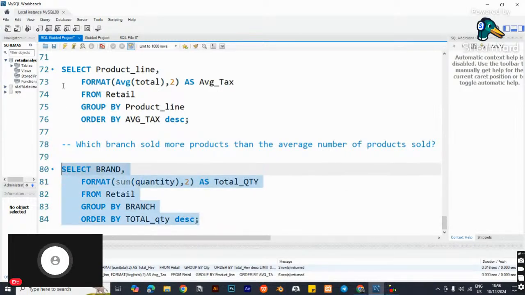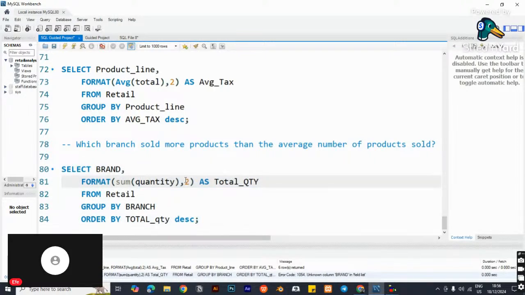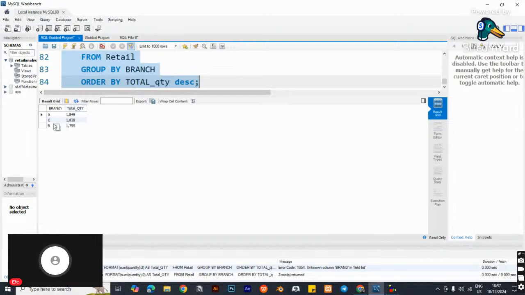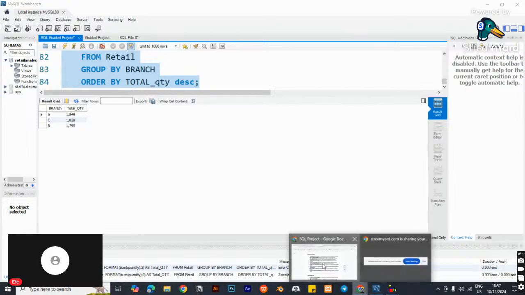So if you run this, total quantity, branch, retail. What's happening? Okay, I said brand, not branch. Sorry, branch. Okay, I think that's where the mistake came from. So you can see branch A, branch C, branch D, B rather. So I won't go into that much. Let me see if I can cap it here.